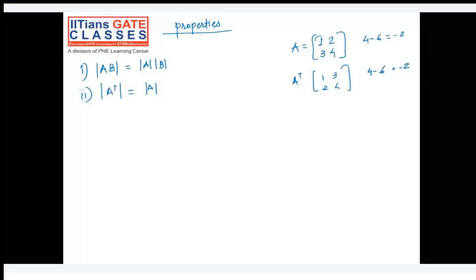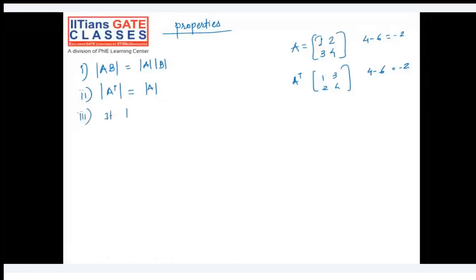Okay, coming towards these properties of determinant, the determinant of A transpose equal to determinant of A is our second property. Coming towards the third property, if you interchange the rows, for example, if the ith row you are interchanging with the jth row, or if you are interchanging the ith column with the jth column, what will happen? Can anyone tell me? What will happen?